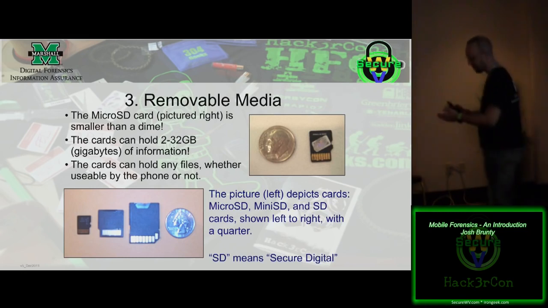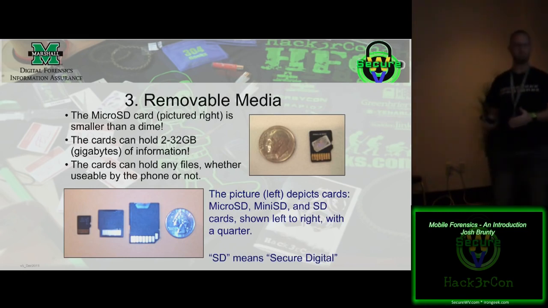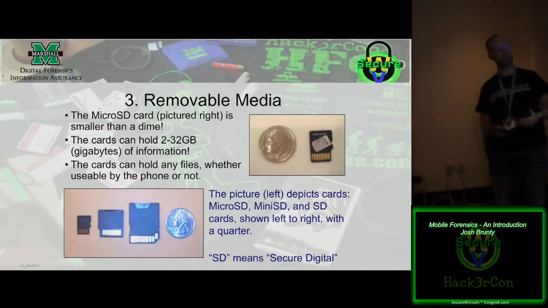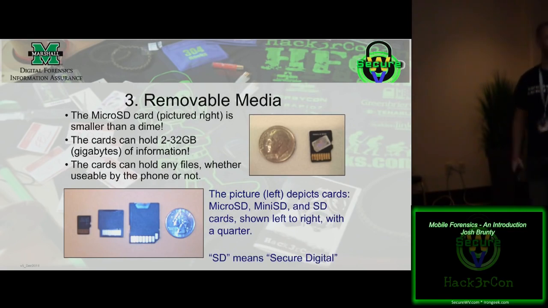A lot of mobile examiners will process the phone, process the card, or just pull the data off of the card and not take a physical image of that card through FTK or NCASE. The problem with that is if anything was overwritten on that, you may find some residual data lying out there in the unallocated space on these cards.